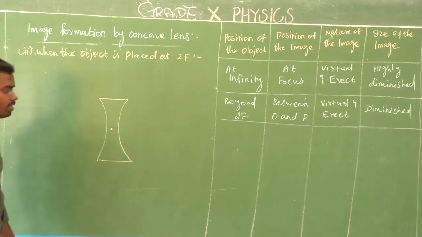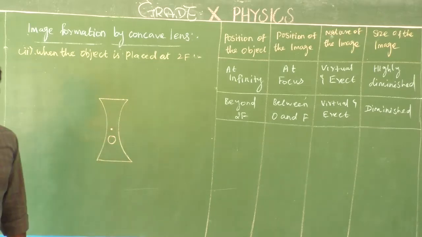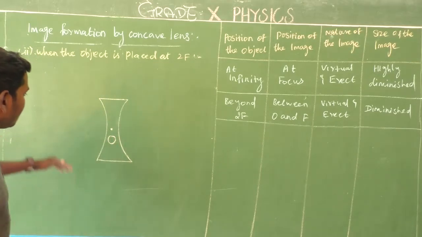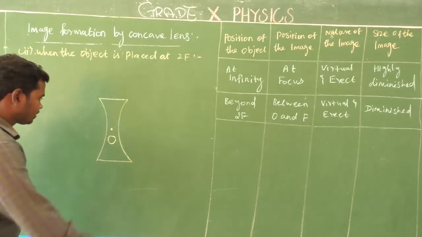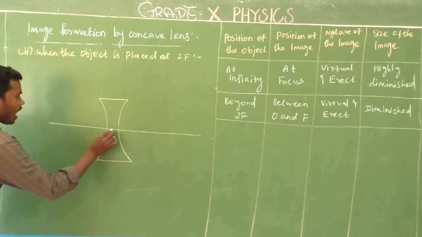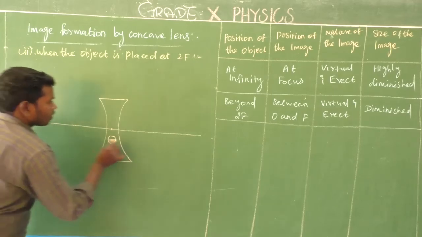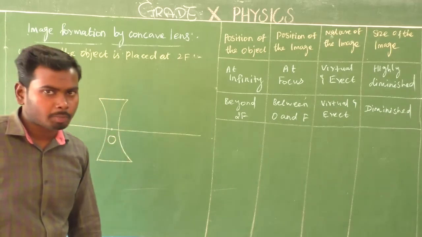So this is a concave lens. The center point of a concave lens, that is optical center. Optical center is denoted by the letter capital O. Am I right? Next, an imaginary line which passes through the optical center, that is principal axis.